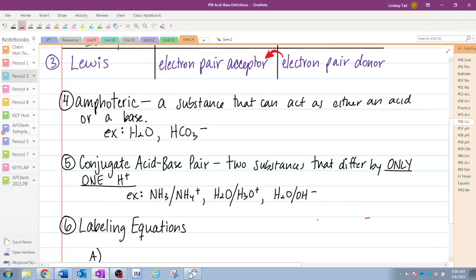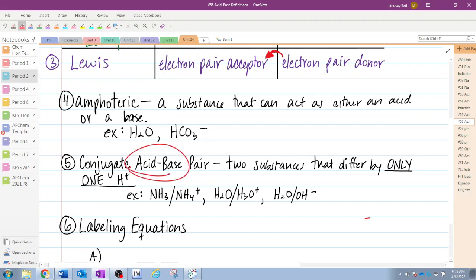The idea is that these guys can turn into each other after a proton transfer. So the idea is if NH3 accepts a proton, what would it turn into? Oh, it would turn into NH4 plus. If NH4 plus donated a proton, what would it turn into? Oh, it would turn into NH3. They can turn into each other. That's what makes them a conjugate acid-base pair, and that's why they can only differ by 1 hydrogen ion.